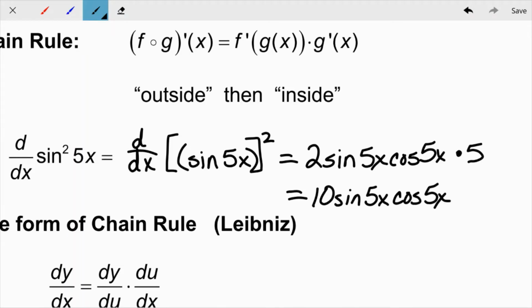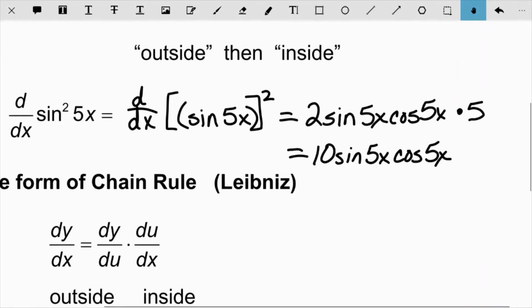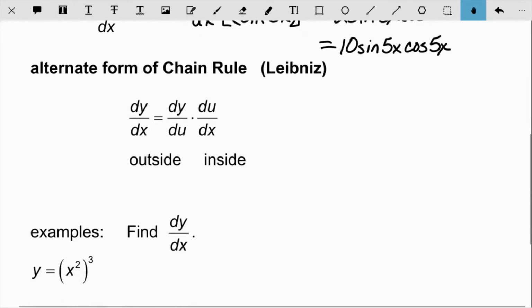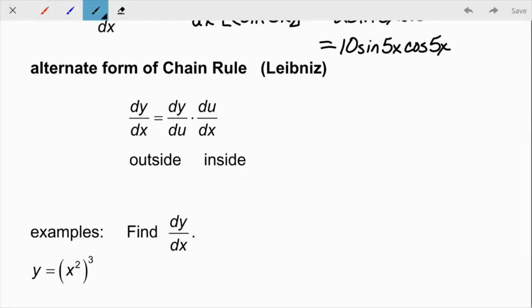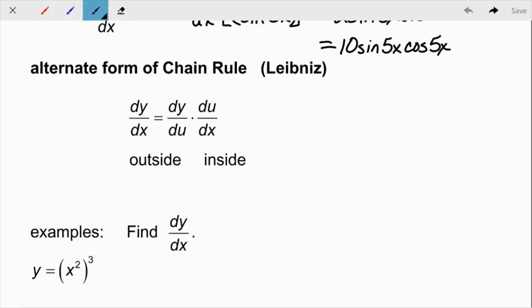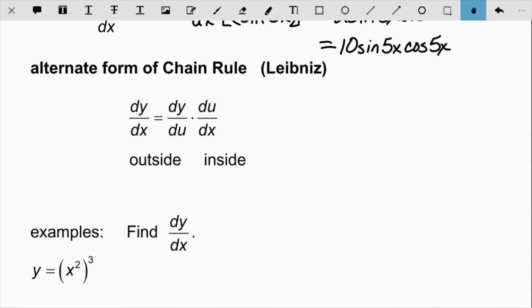Okay, so not that difficult to do, but you do definitely have to think through the process of what's the outside part of my function and work my way in. So here's the other form of the chain rule that we looked at the beginning. You can write the chain rule in function notation. You can write it in the differential notation. They all mean the same thing, which is the derivative of the outside times the derivative of the inside.